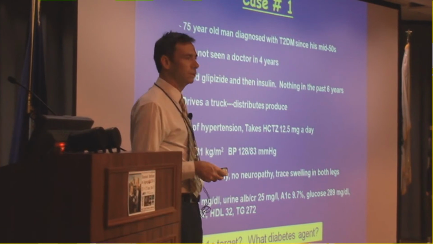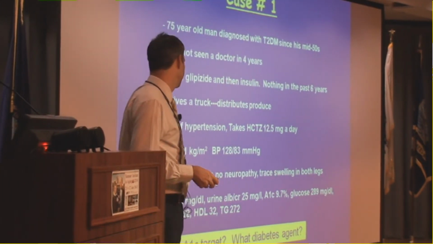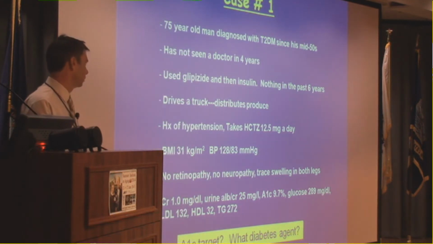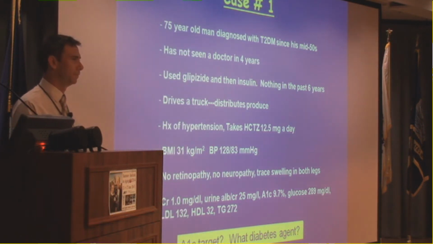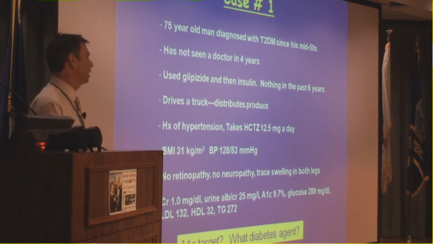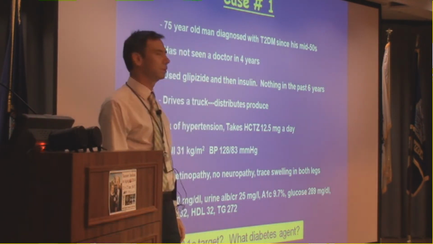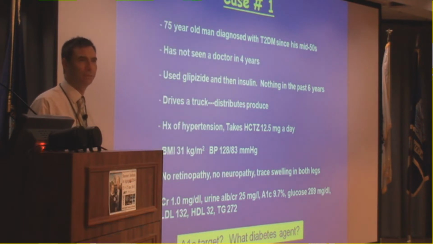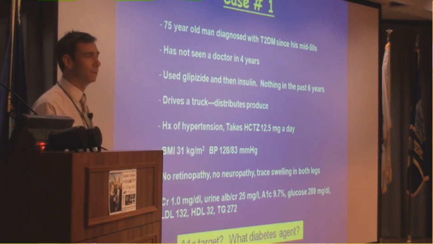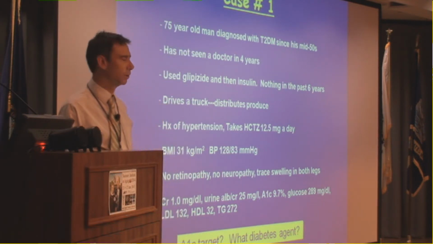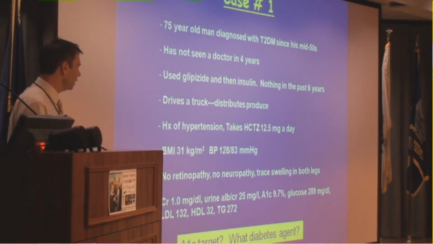What A1C target? And what type of diabetes drug would you use? So who would not treat him? Yeah, I think we would all treat him. Certainly, a glucose level of 289 is risky. He may end up in the hospital with dehydration if it gets closer to 400 or something.